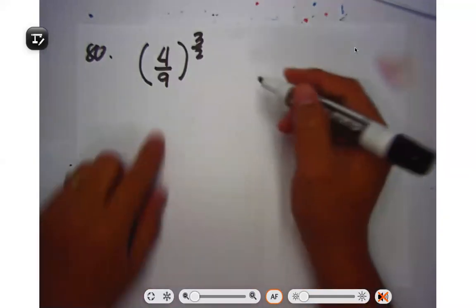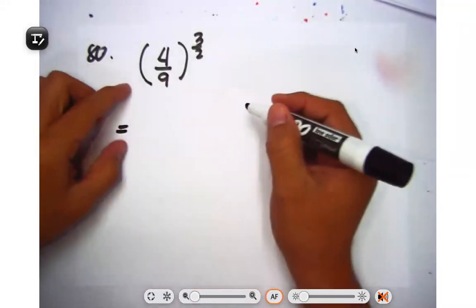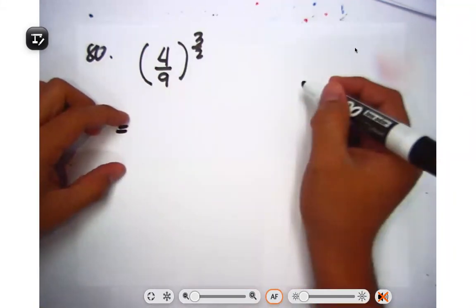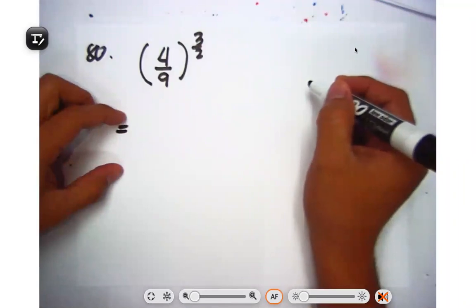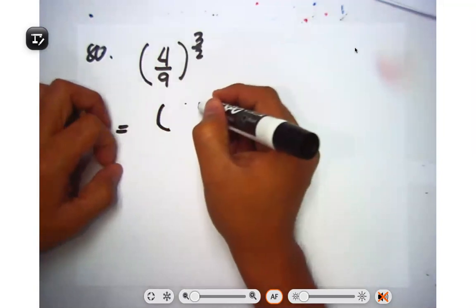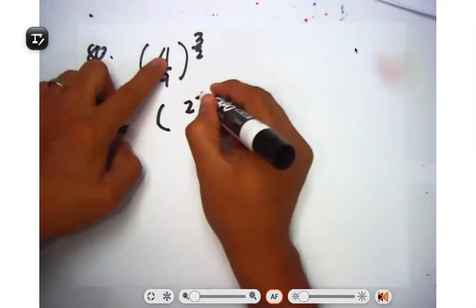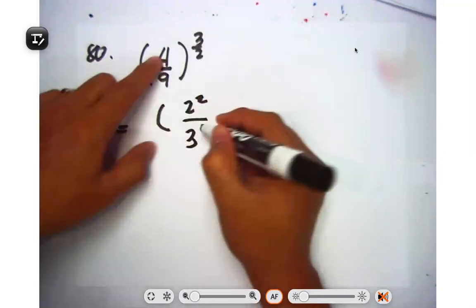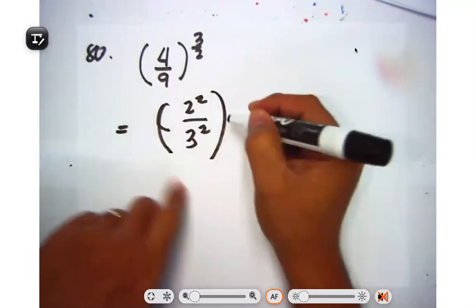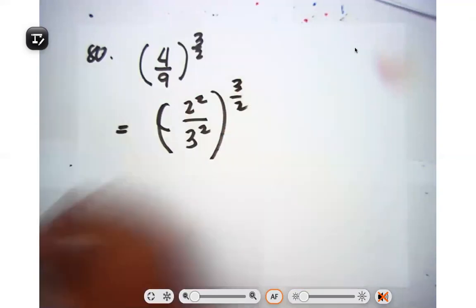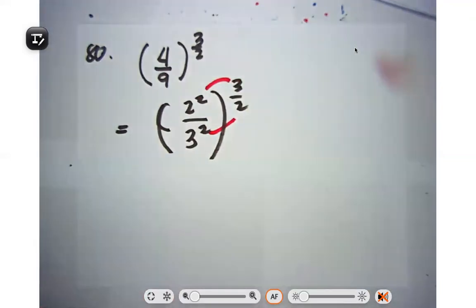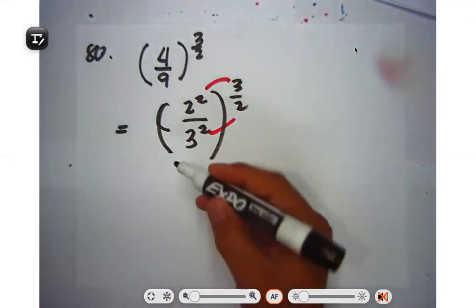So let's have 4 over 9 raised to 3/2. We can rewrite 4 and 9 as perfect squares into exponential form. That will be 2 squared over 3 squared. Okay, so 4 is the same as 2 squared. 2 times 2 is 4, 3 times 3 is 9. Then we have 3 over 2. Next up, we use distributive property.